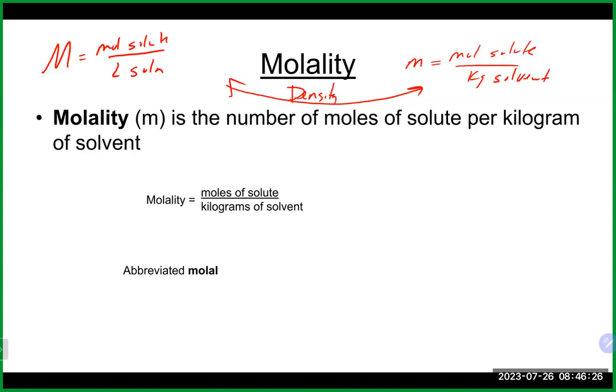Just like we call molarity molar, molal is how we refer to something that is the molality of a substance. We're going to see molality in a second in colligative properties a lot. It is used in those types of calculations. But again, it is different than molarity, and very oftentimes people get those two confused when they look at it.